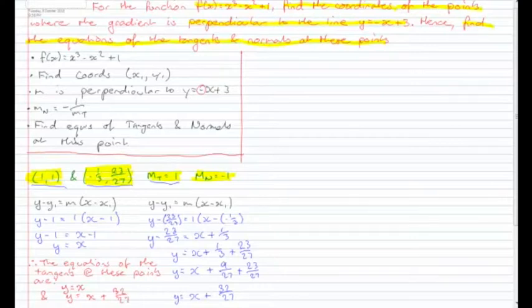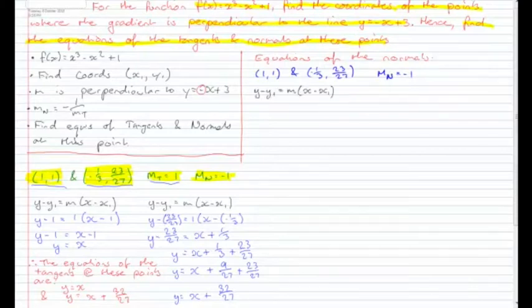Therefore, the equations of the tangents at these points are y equals x and y equals x plus 32 over 27. Okay, so let's find the equations of the normals now. Once again, we're going to use the same points as before, being 1, 1 and -1/3 and 23 over 27. And the gradient of the normal is equal to -1. So to find the equations of the normals, we once again need to use the y minus y1 equals m bracket x minus x1 formula for both points. There's the point 1, 1 and -1/3, 23 over 27.